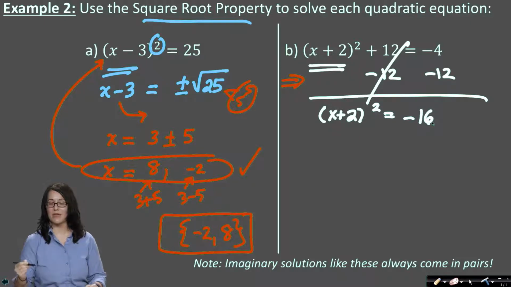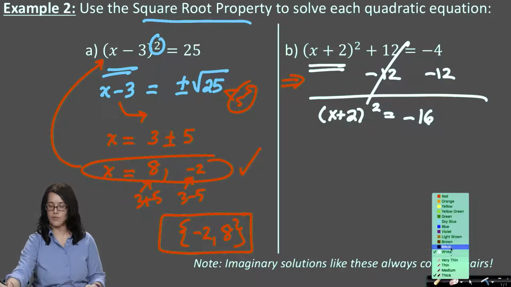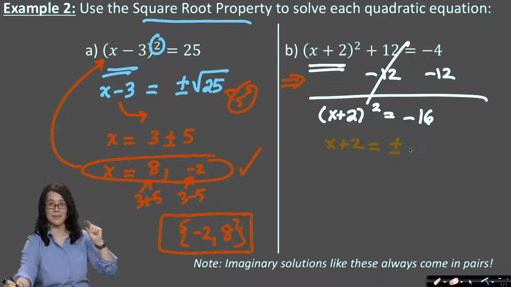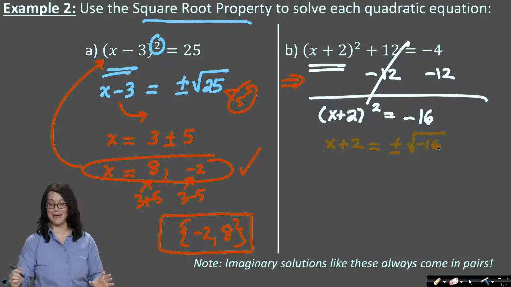Okay, now that you have something squared equals a number, you can pull the trigger on the square root property, right? So this is going to be the something, x plus 2 on the left, equals positive or negative, don't forget the positive or the negative, the plus or the minus, square root of this number, -16. Okay, let's see how you did from there.